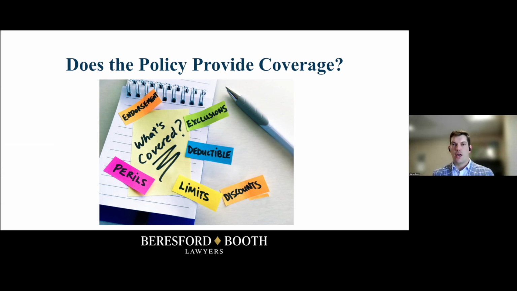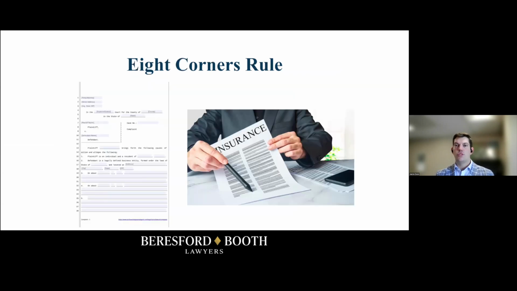So what does an insurance company do once they get notice of a claim? They use the eight corners rule. That means the four corners of the complaint and the four corners of the insurance policy. They look at the allegations made against their insured and the language of the insurance policy, and from there they have to make a determination.